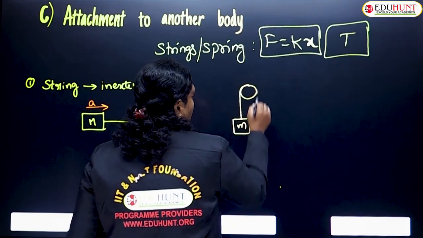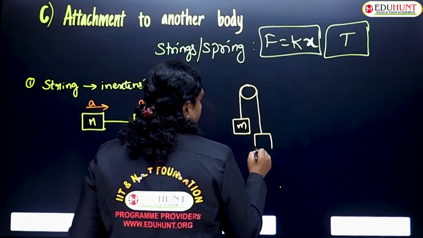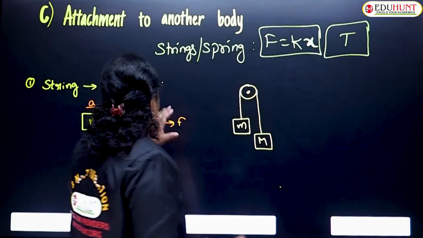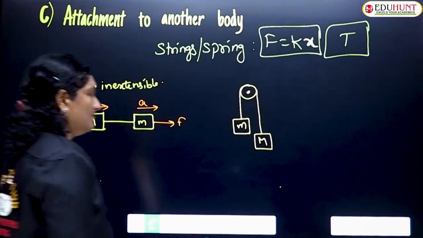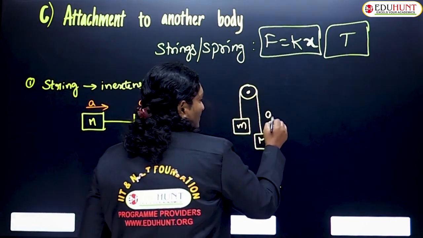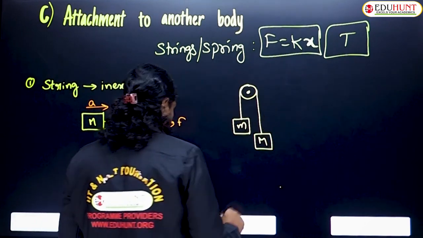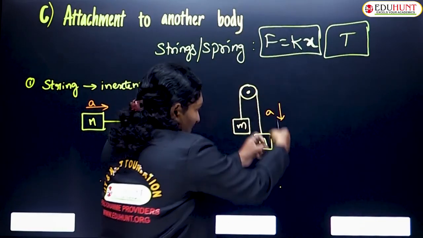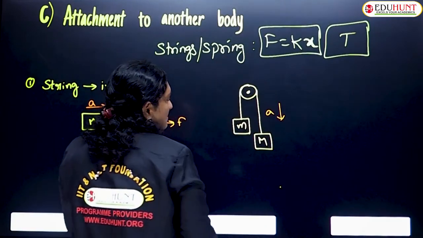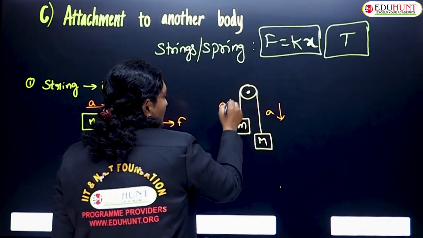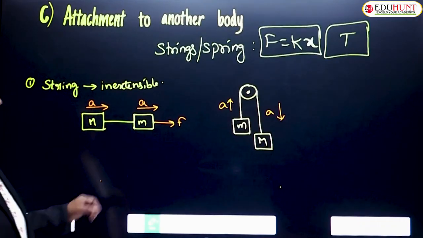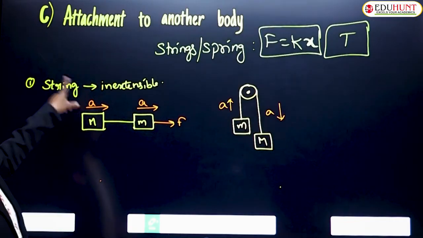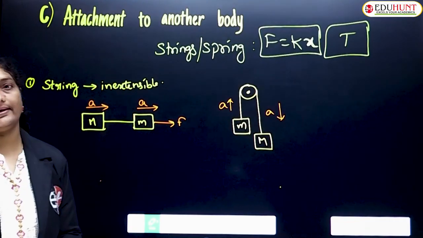This is mass m and here some mass m. Two masses we have considered. Suppose, as I said, that the string is inextensible. Then if one object is moving with some acceleration, say A, coming downwards, no doubt the other must be going upwards. The acceleration of both the masses will be the same if and only if the string is inextensible.